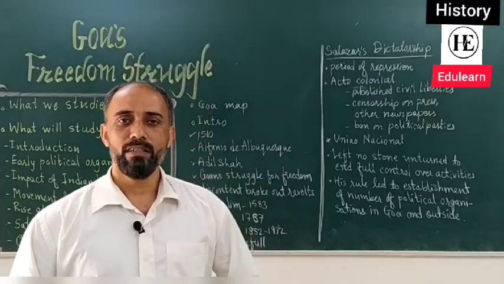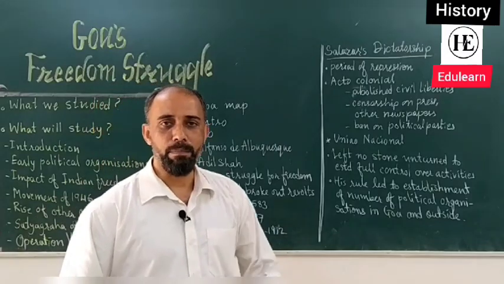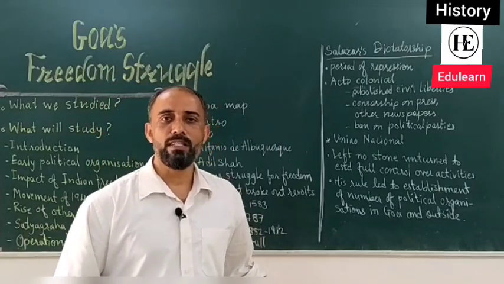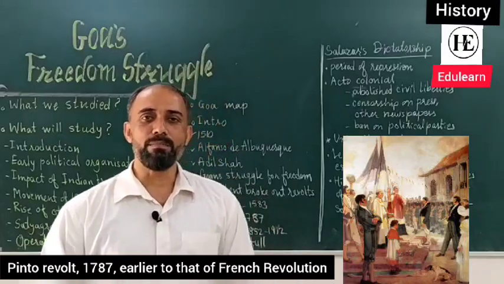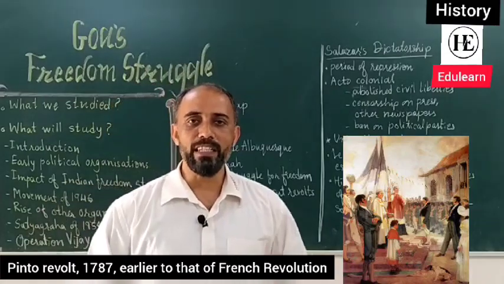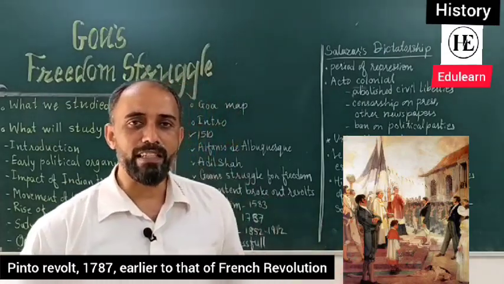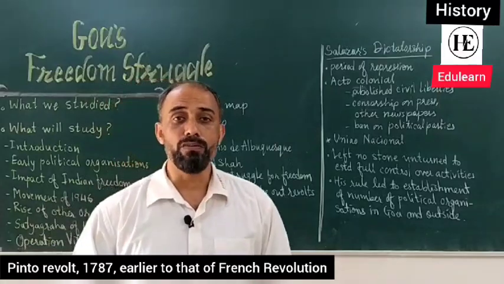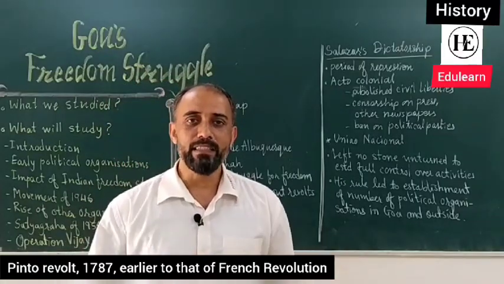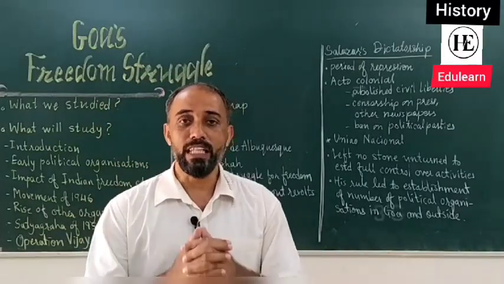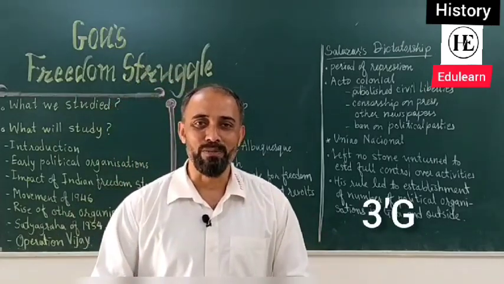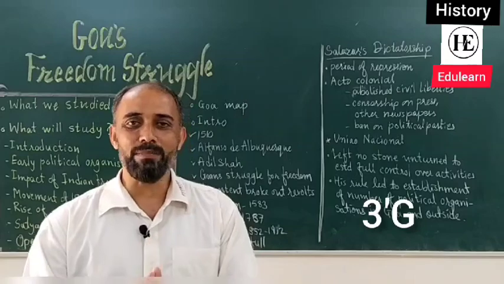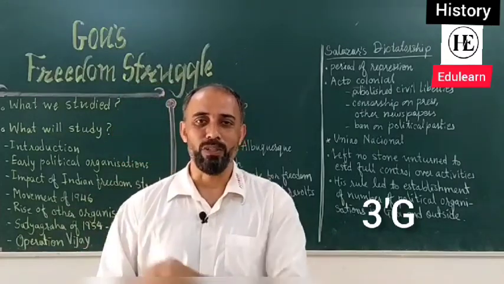The second revolt that had taken place before this was 1787's Pinto revolt. Here, one interesting thing we must remember, we also studied it in the first lesson on early trade activities: what were the objectives of the Europeans in spreading their colonies over the world? The 3G, not here meaning the 3 generations of mobile computing, but here 3G means God, glory and gold.